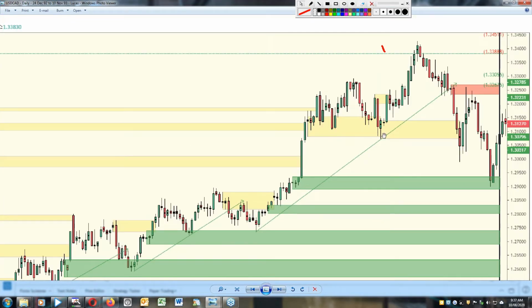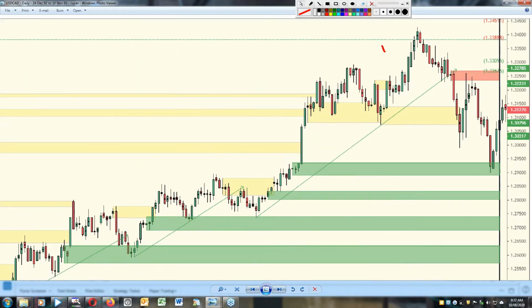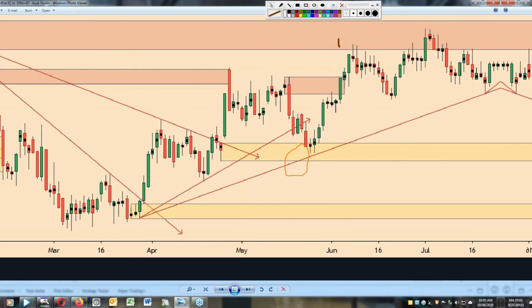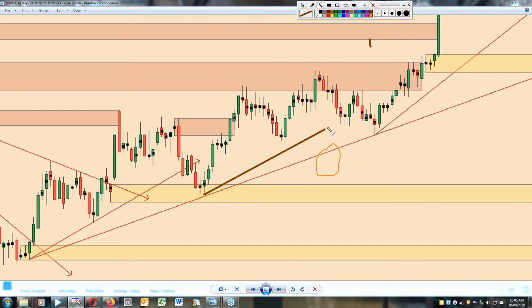So this is a good chart. No problem. So this is some decent work. Some zones were missed, but not too bad. Nice trend line to the upside. There was one here too.